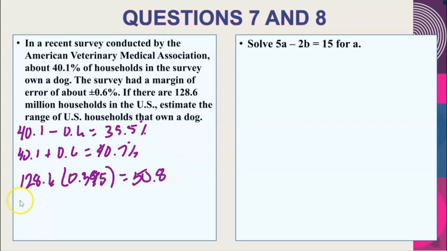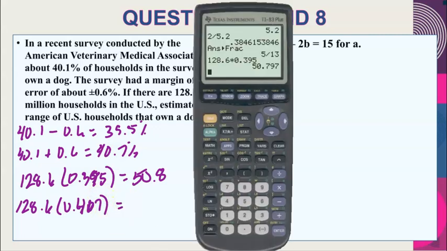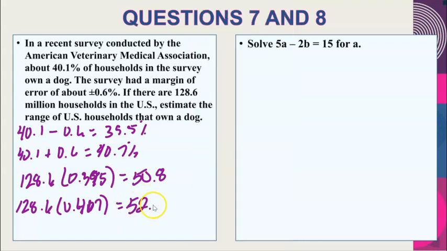And on the high end, we would have 128.6, and we're going to multiply that by 0.407. We'll grab our calculator again. I'm going to put what I had in here before and then just change the numbers. So this is 0.407. Hit enter, and that'll be 52.3. So 52.3 million households.